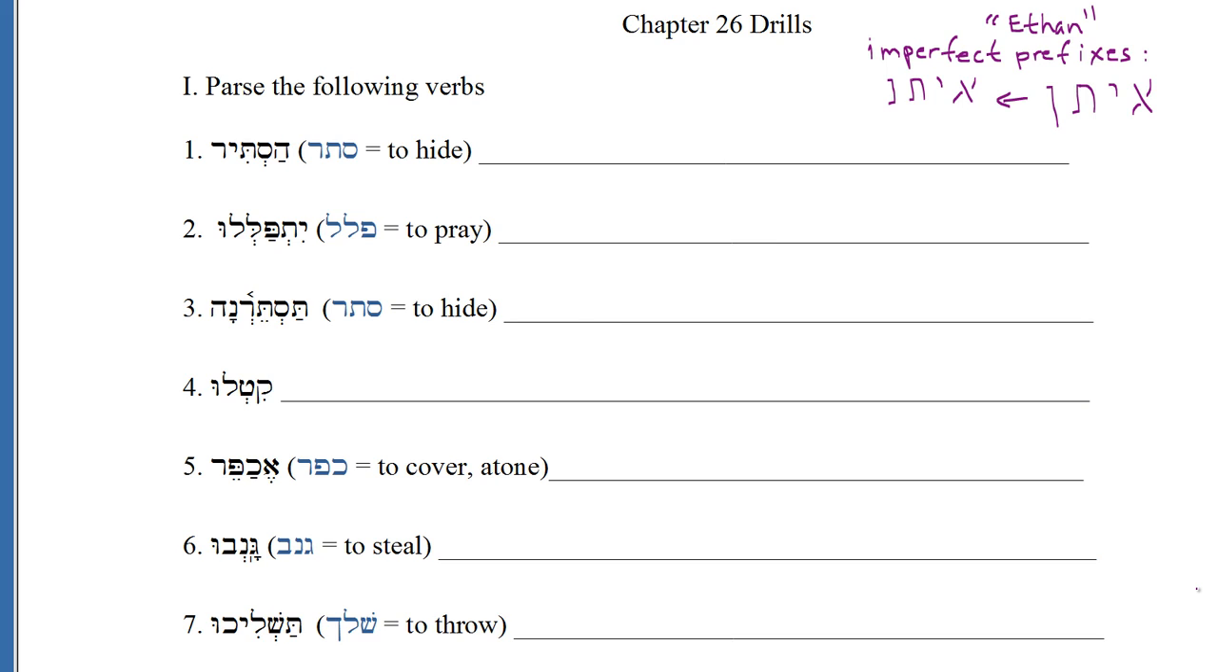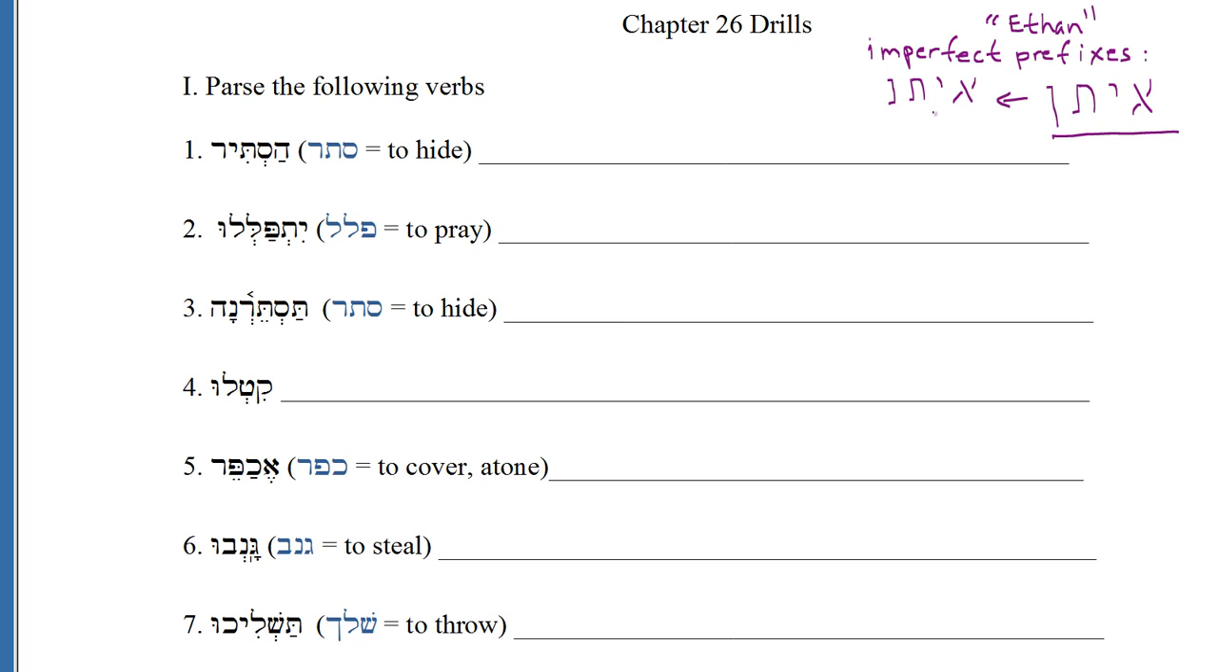Let's look at our chapter 26 drills. We have some parsing exercises. And let me remind you, first of all, up here in the top right, of our imperfect prefixes. You can learn the prefixes by remembering the Hebrew name for Ethan, which is Aton. Aton is made up of all the letters that are prefixes for the imperfect, which are Aleph, Yod, Tav, and Nun. And so those are our four imperfect prefixes.